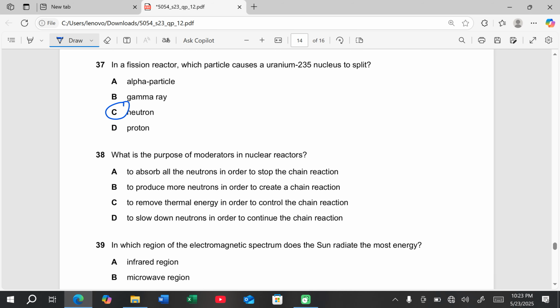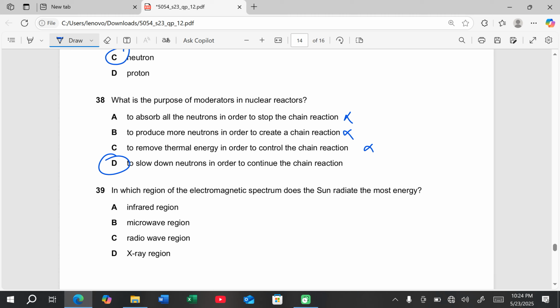What is the purpose of the moderator in the nuclear reactor? So the moderator, it absorbs all the neutrons. No, that's not it. To produce more neutrons. No, that's not it. To remove thermal energy. No, that's not it. To slow down neutrons, yes, it slows them down. It controls the speed of neutrons.